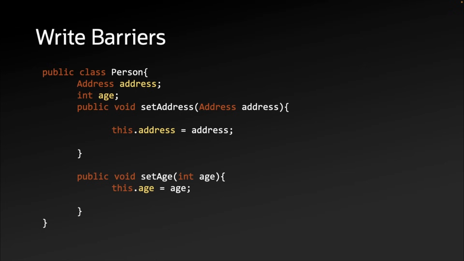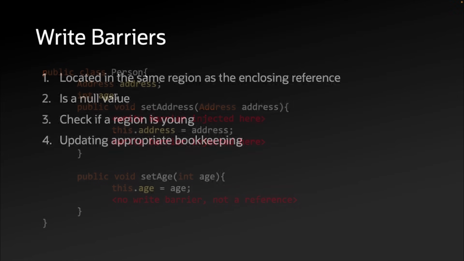Which of these processes is used to add the write barrier code depends upon the level of optimization needed. Write barriers, as the name implies, are injected where application code is modifying the value of a reference. In the above code example, a write barrier would only be injected in the setAddress method as that is updating a reference, whereas setAge would not need a write barrier as age is an int, which is a primitive value.